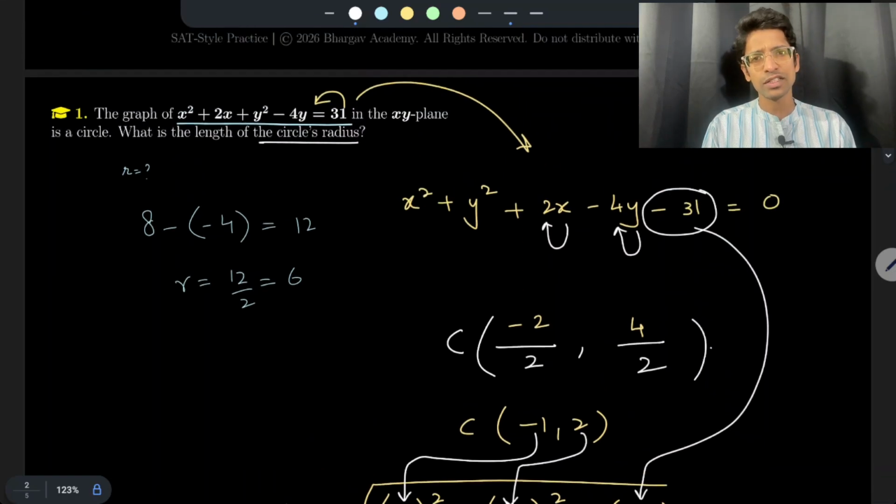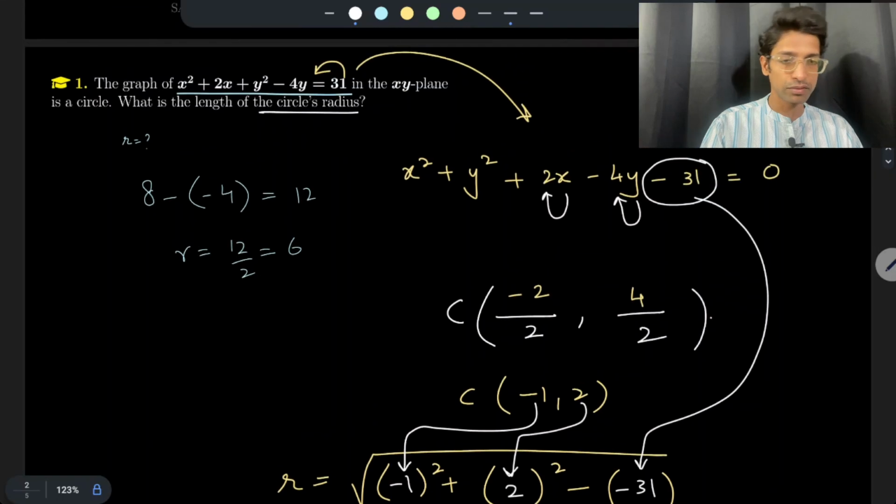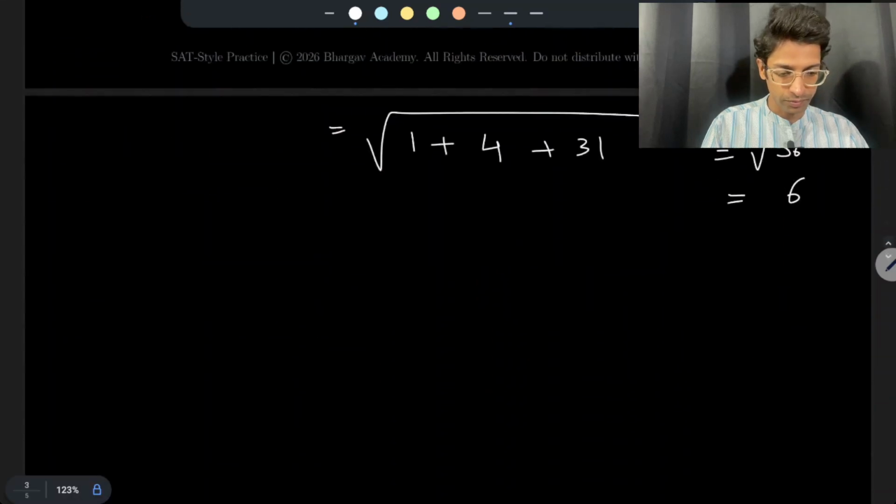Desmos is the fastest way, no doubt about that, but the algebraic way is also really good if you know this particular method which I have just explained to you. So shall we go to the next problem?